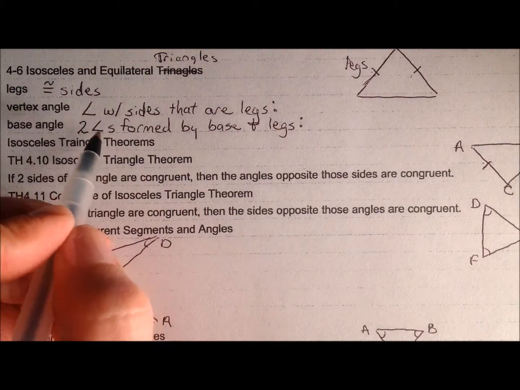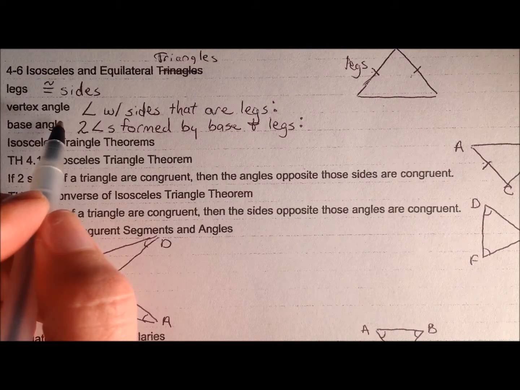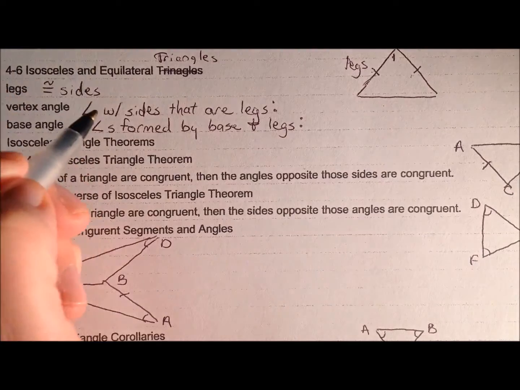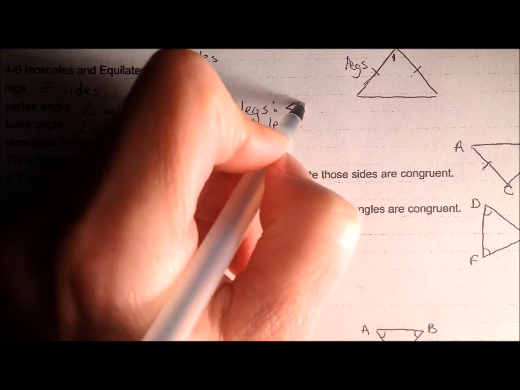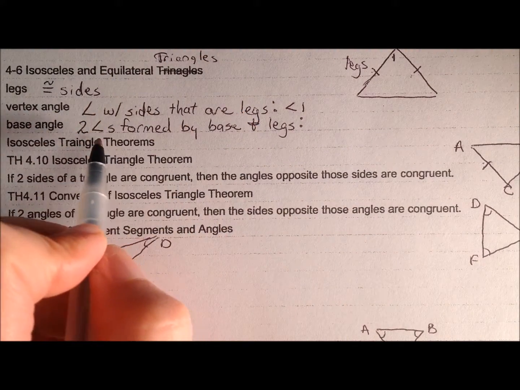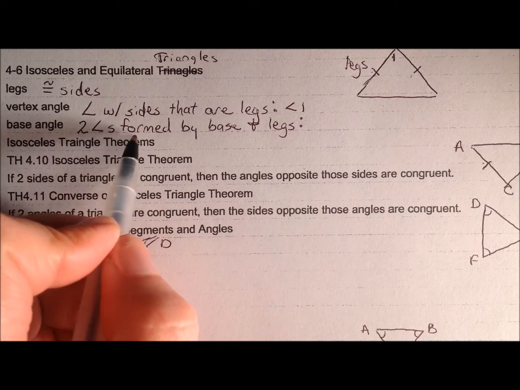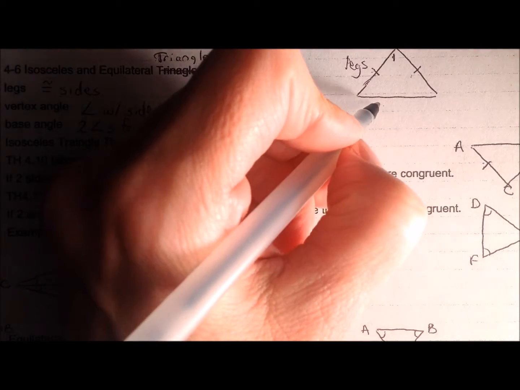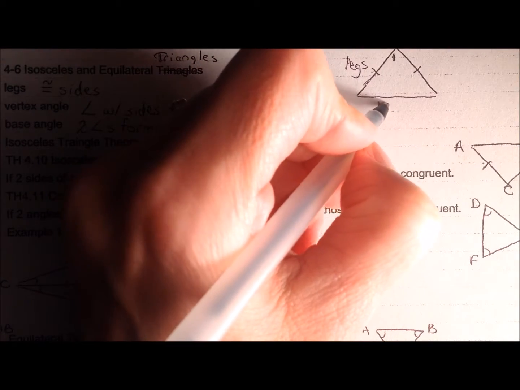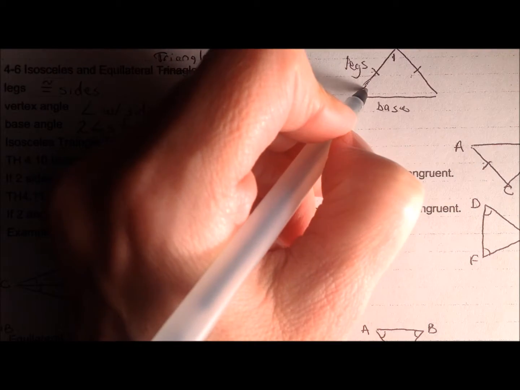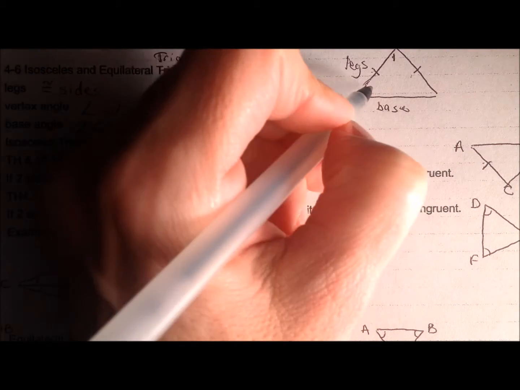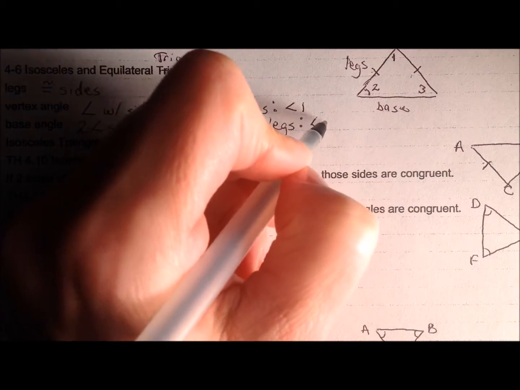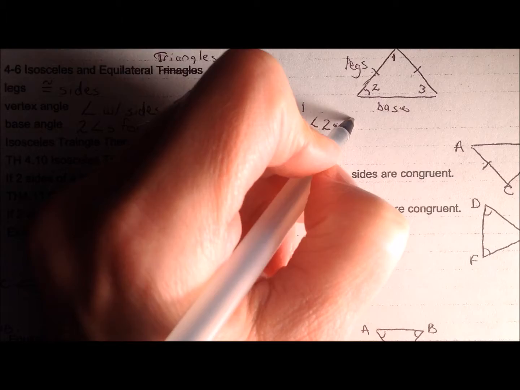They are congruent. Then we have what's called a vertex angle, and right up here, this angle 1 would be our vertex angle. So we'll put angle 1 there. Our base angles then, those are the two angles formed by the base and the legs. This side here is our base. So these two are our base angles, number 2 and number 3. So this is angles 2 and 3.